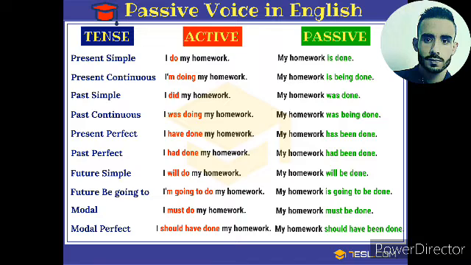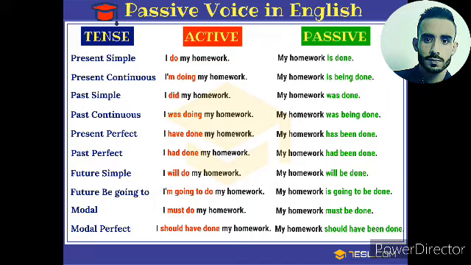Past perfect: I had done my homework. My homework had been done. Future simple: I will do my homework. My homework will be done. Future be going to: I'm going to do my homework. My homework is going to be done. With modal verbs: I must do my homework. My homework must be done. So with the modal verbs, we just add be after the modal. Modal perfects: I should have done my homework, so my homework should have been done.